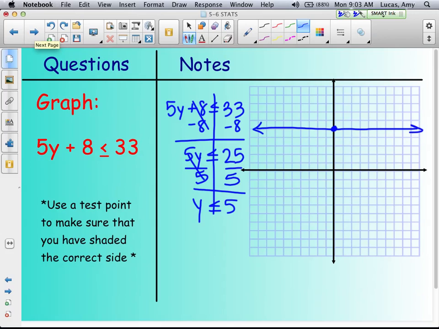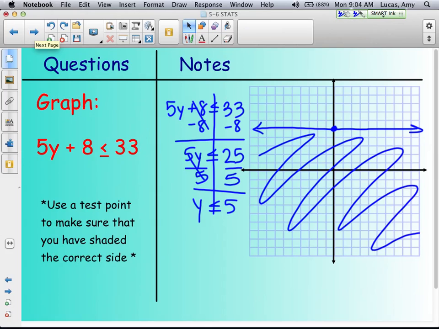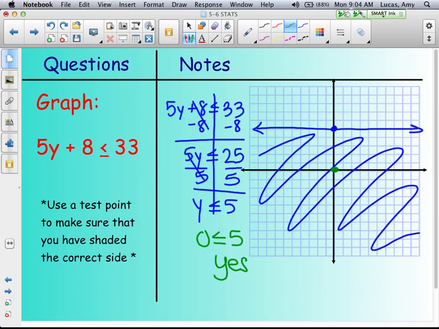And looking at the y-axis, if y has to be less than or equal to 5, that would mean shading below. Choosing a test point, my 0, 0, favorite point to use. If I put 0 where the y is, 0 is less than or equal to 5, yes.